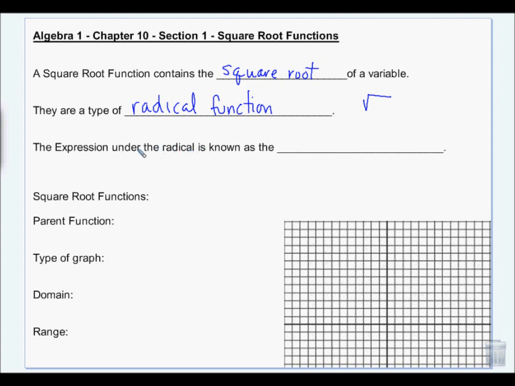Okay. The expression underneath the radical is the radicand, and I'm not going to test you on this or anything, but just that way if you see the word radicand, you know what I'm talking about.